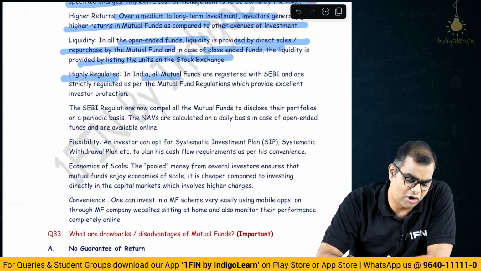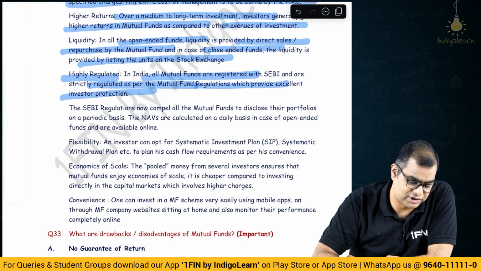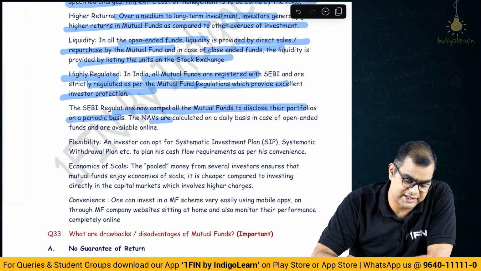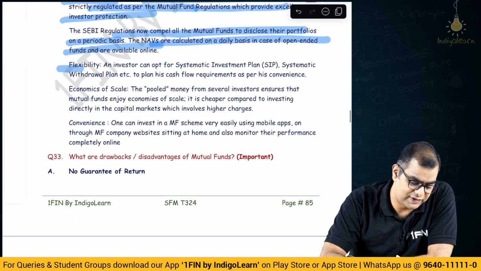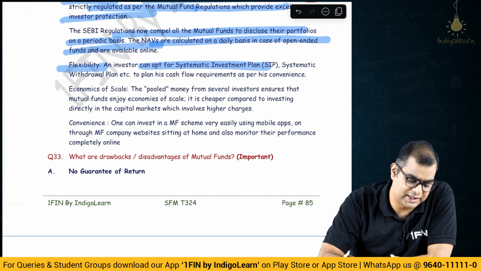Highly regulated: in India, all funds are registered with SEBI and are very strictly regulated as per mutual fund regulations, which provide excellent investor protection. SEBI regulations now compel all mutual funds to disclose their portfolio on a periodic basis. NAVs are calculated on a daily basis in case of open-end funds and are available online. So all information is available online. Then they also give you flexibility. We can opt for a SIP or SWP, as I was telling you, and plan the cash flow requirements as per your convenience.